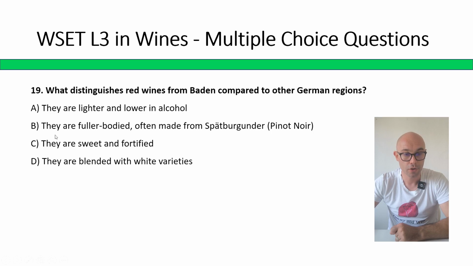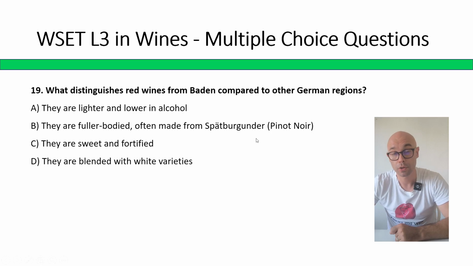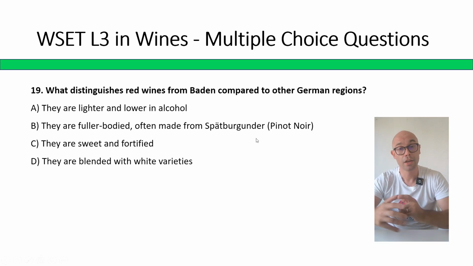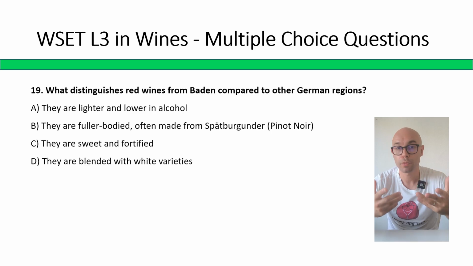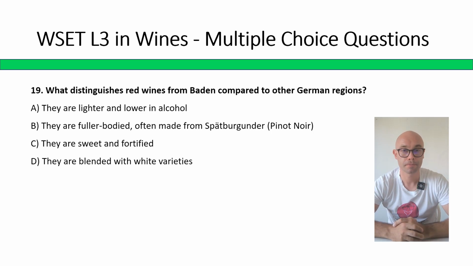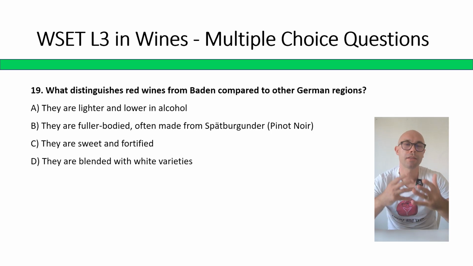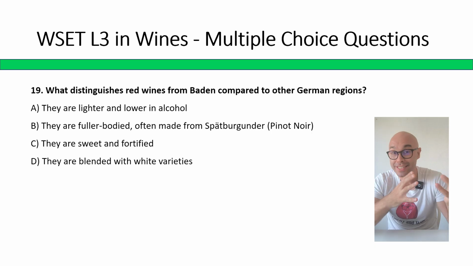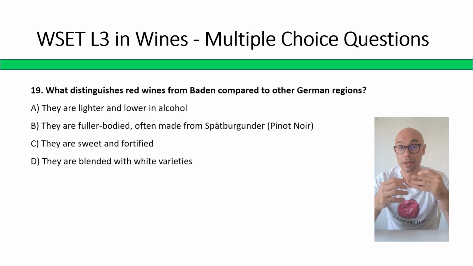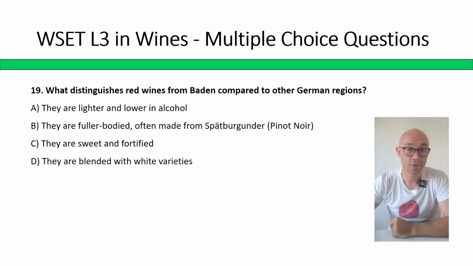They are full bodied, often made from Spätburgunder, Pinot Noir. Baden is slightly more south in Germany, and it has a slightly warmer climate that benefits Pinot Noir. Pinot Noir is a cool climate grape, but Germany is very cold, so saying slightly warmer means warm enough, which is perfect for Pinot Noir.